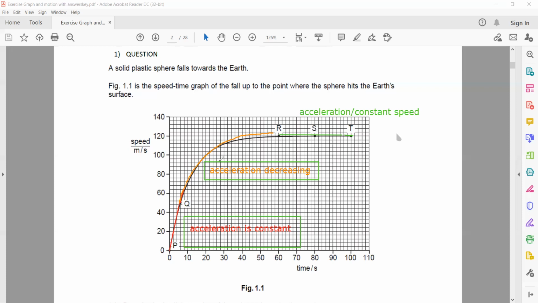So in the exam, you will mention that from P to Q it is having a constant acceleration, because it's a speed time graph. So you should use the term acceleration when you are explaining the idea of motion. And if it's a distance time graph, it's better to use the term speed as well. So acceleration is constant as it's a straight line from P to Q, acceleration is decreasing from Q to R, and from R, S and T the acceleration is 0.